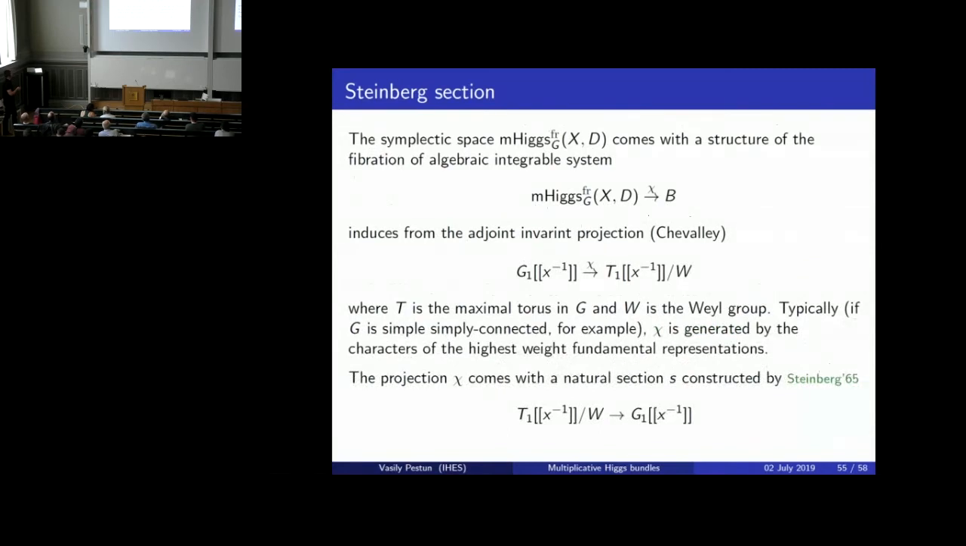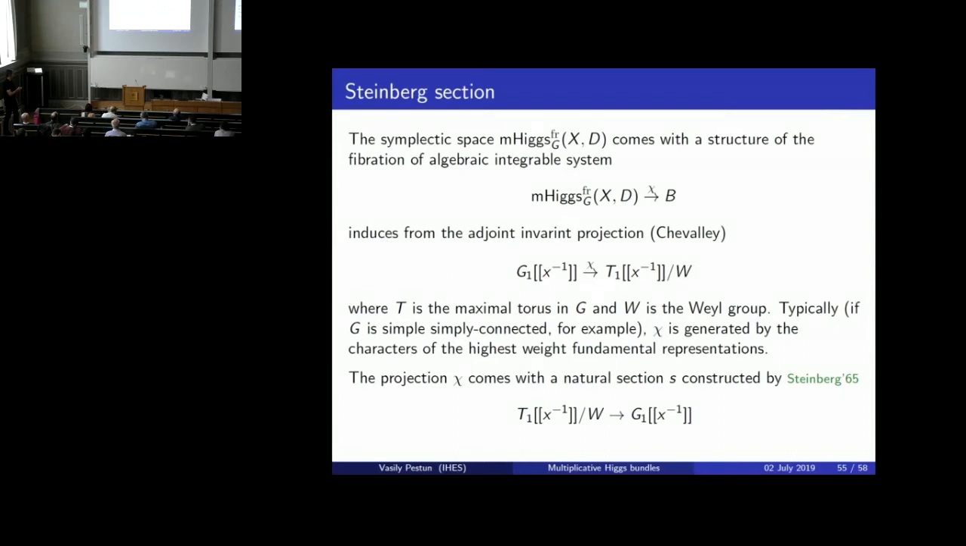So finally, I will mention a point about the Steinberg section. It's essentially a talk that I gave in 2017 at String-Math. It is an analog of the constant section or Hitchin section in the additive case of Higgs bundles. In the multiplicative case, there is the so-called Steinberg section, which goes backwards from this Chevalley projection to the maximal torus quotient by W, or from the group-valued adjoint invariant functions back to a choice of an element of G. This was constructed by Steinberg in 1965. And you can essentially generalize that construction for the affine loop group.